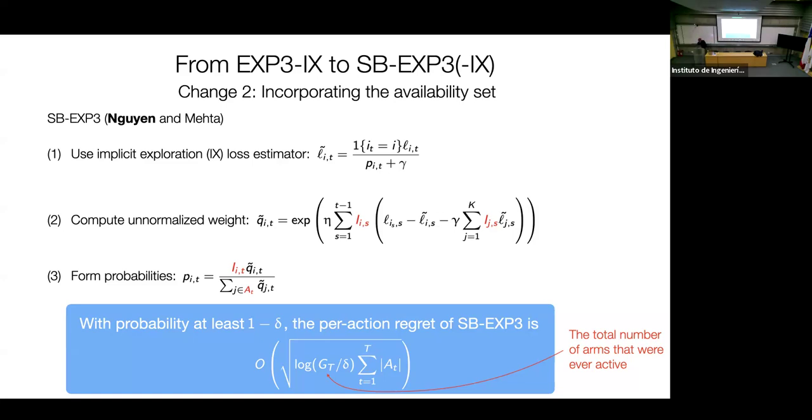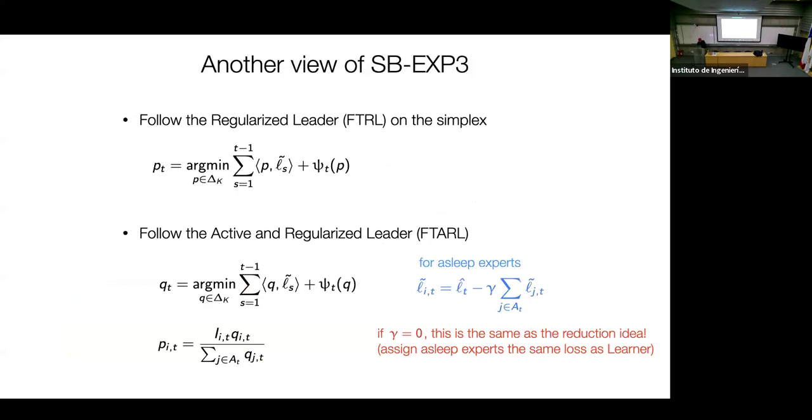Okay. So let me say, how much time is available? Because I can adaptively maybe skip some things. About 10 minutes. 10 minutes? Okay, okay.